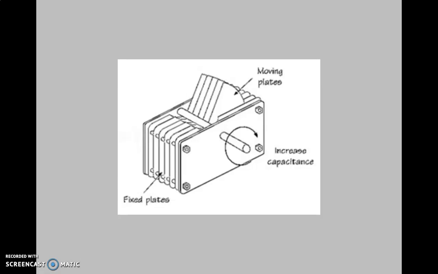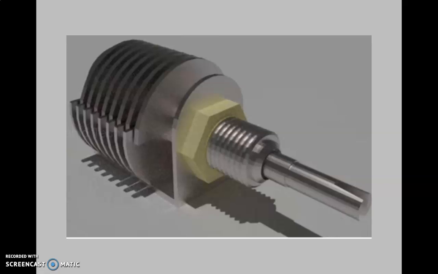And here, how can we change the capacitance? We can rotate this shaft to change the capacitance. You can see from these figures the overlap between the plates. This plate is fixed and this is movable using a shaft. And now it has maximum overlap. The larger the overlap between the two sets of plates, the higher the capacitance. Maximum capacitance is achieved when the overlap between the two sets of plates is highest.